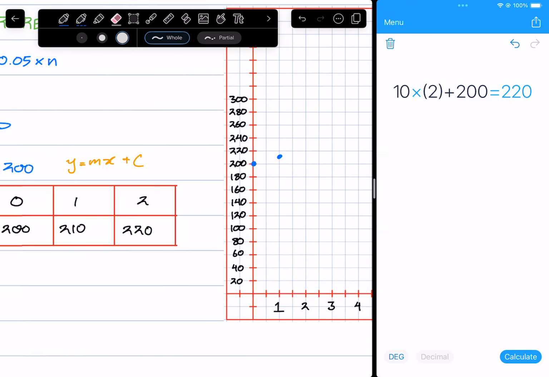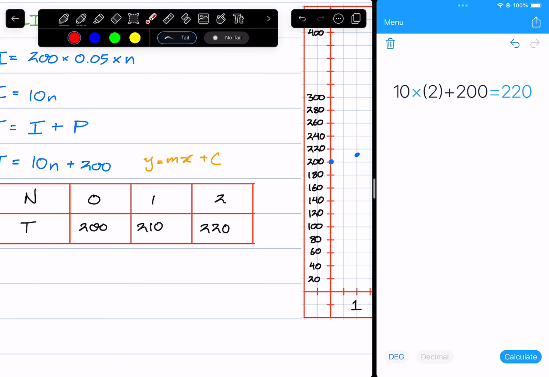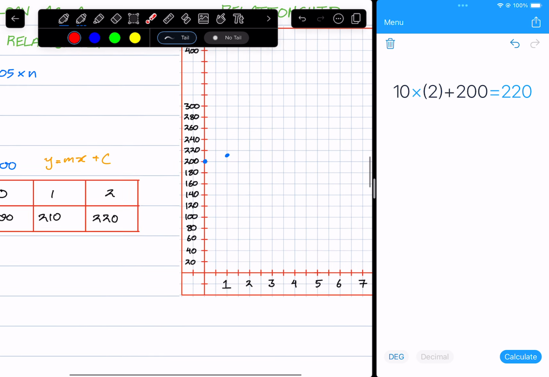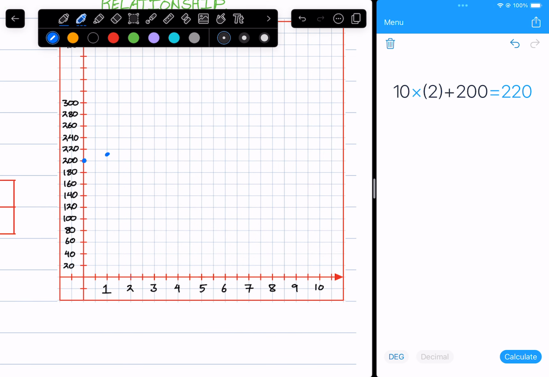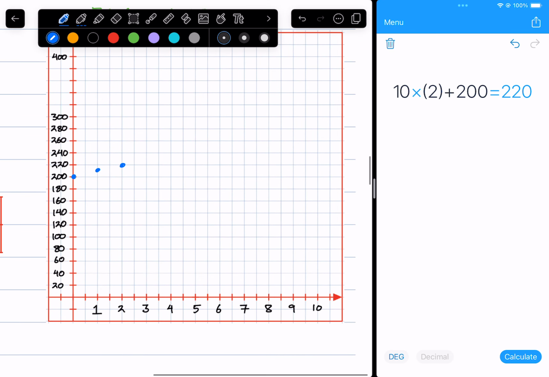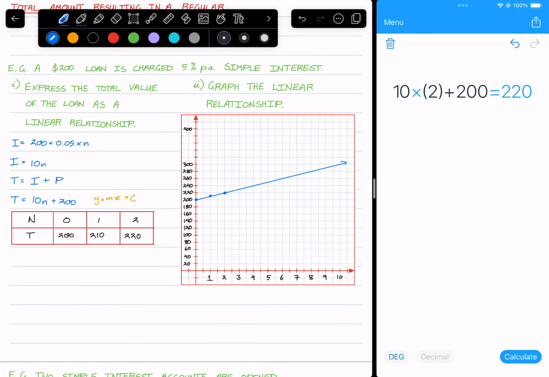But now a more exact amount that we can sketch is this amount here. When n equals 2, t equals 220, we can find this amount here. So these 3 points, once we join them and extend it as far as the graph lets us, this actually calculates for us the total amount of the investment.